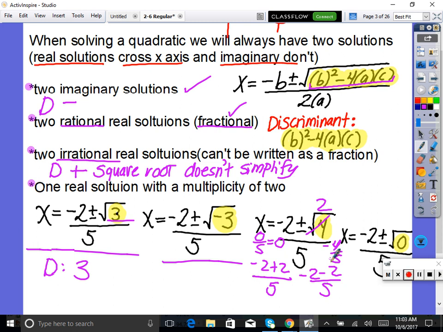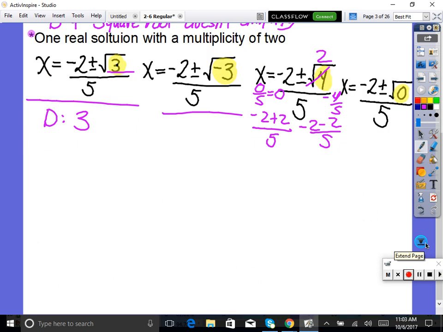So if the square root breaks down evenly, we're going to have rational, and they're going to be real solutions. So you'd say if your discriminant is positive and the square root simplifies evenly, we're going to have two rational real solutions. Those are going to cross the x-axis. That makes them real.